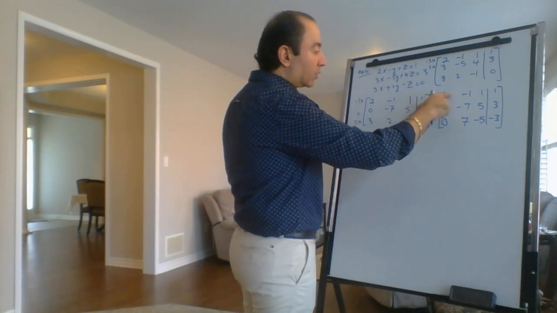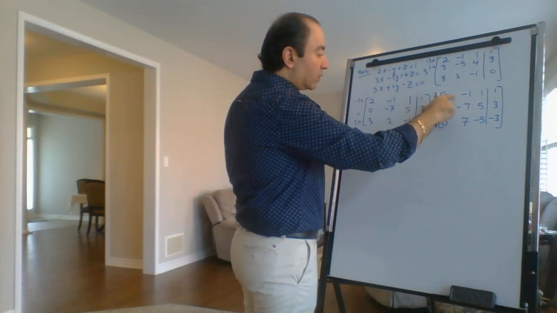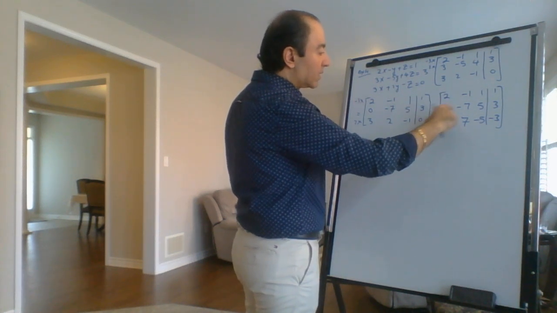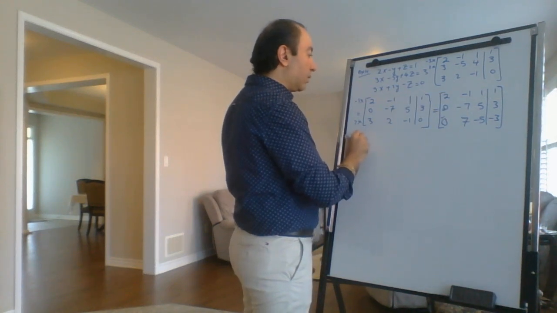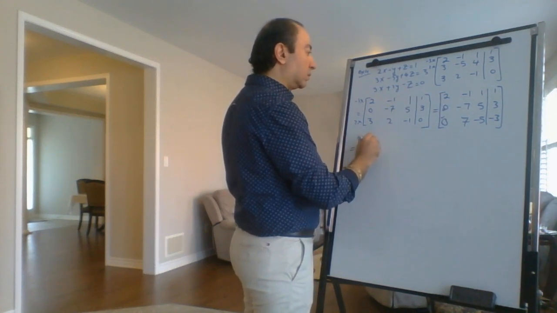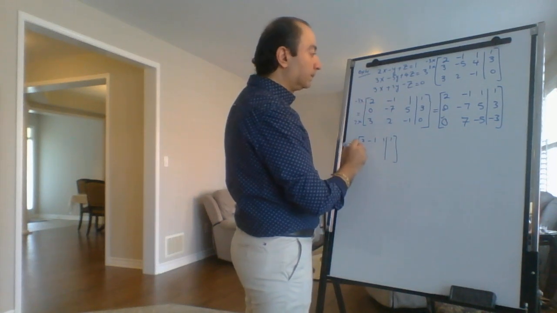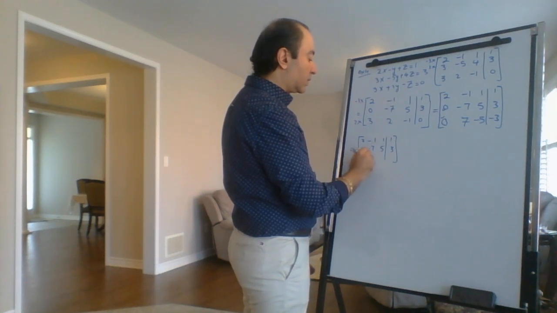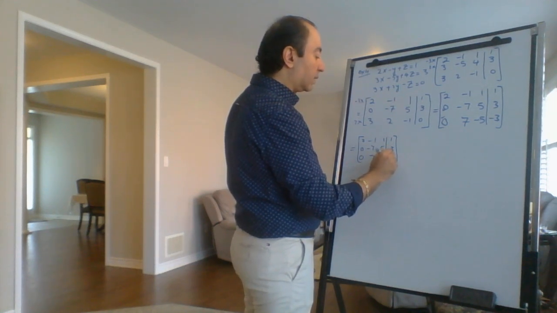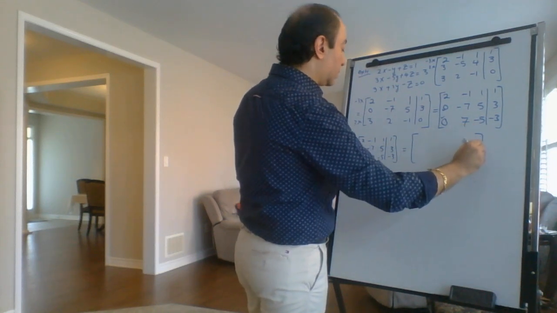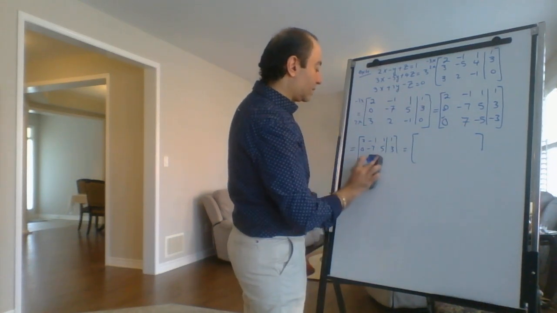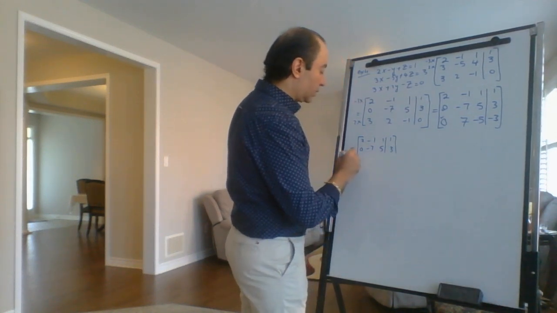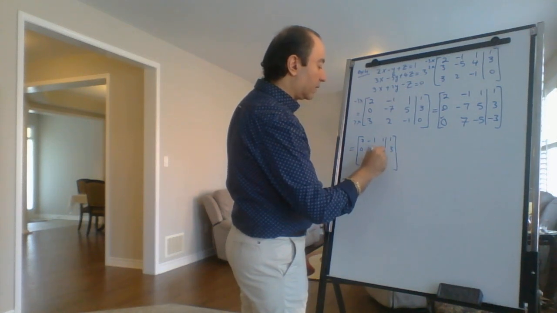So I cannot use this row again because if I use it, I will ruin the 0 that I worked to make. So I will use the second row. So nothing is going to change now in the first or the second row. I will write them first. 0, negative 7, 5, 3, 0, 7, negative 5, negative 3. Now I am working to make this 0. So now we are going to find the third row.